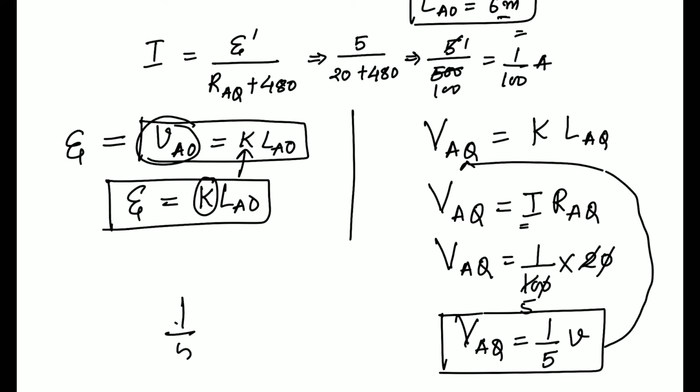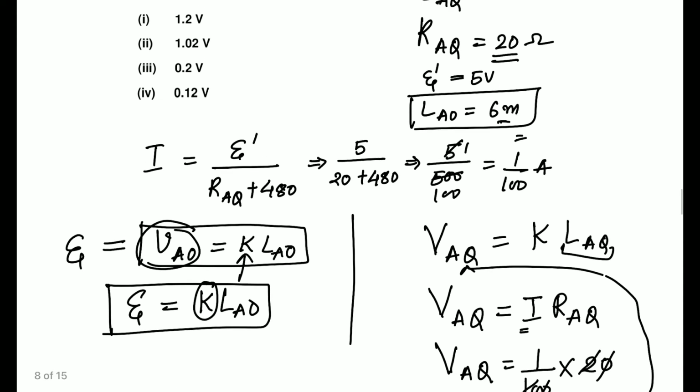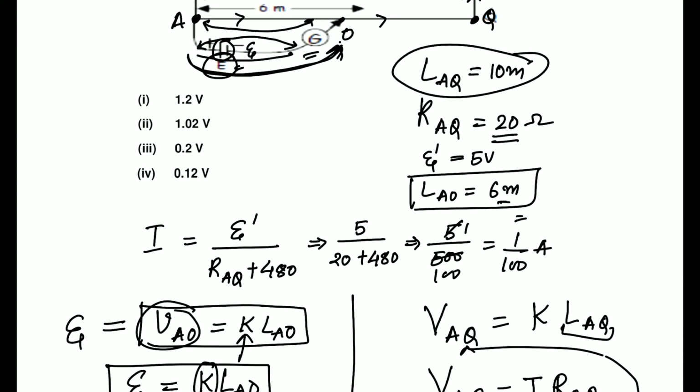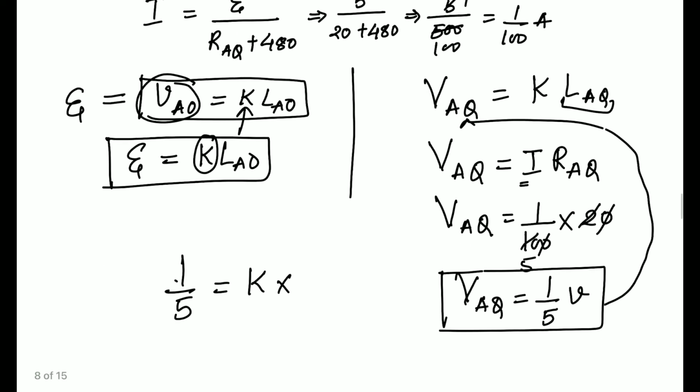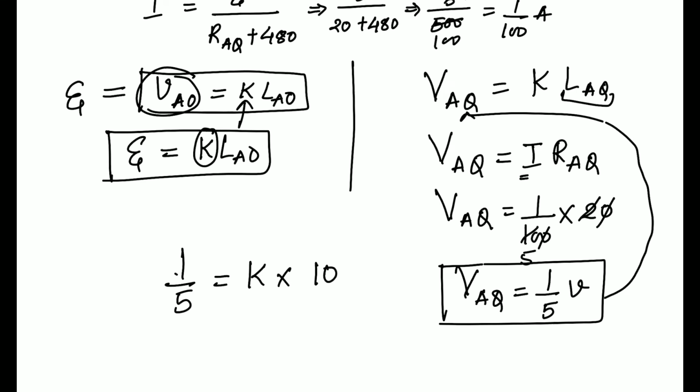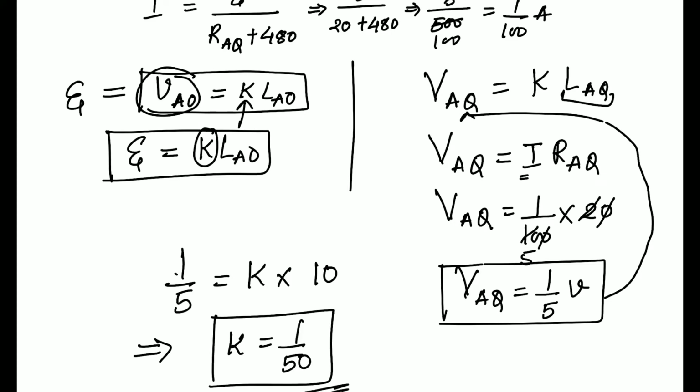So when I put it here, you will get 1 upon 5 is actually equal to K times L_AQ. Now L_AQ is also given to me. L_AQ is actually 10 meter. Yes or no? Okay, so this is times 10 meter, or I can simply say K is actually equal to 1 upon 50. Yes or no? So 1 upon 50 is the potential gradient.